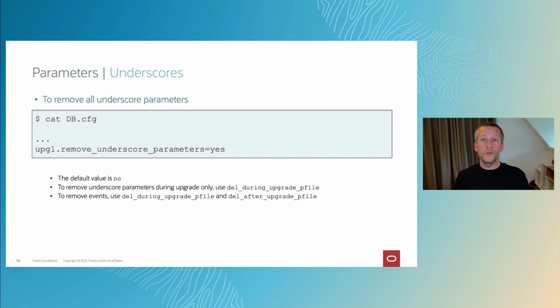Now, we don't force you to do this, so the default is no. AutoUpgrade will leave your underscore parameters in there, but we want to make it easy for you to get rid of them. We want to encourage you to do it. And the same actually also applies with events. There's not a dedicated config file parameter for that, but you can add them into the list of parameters that you want to remove as part of the upgrade.